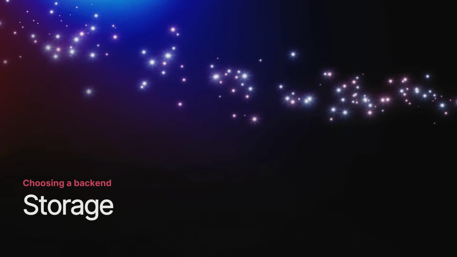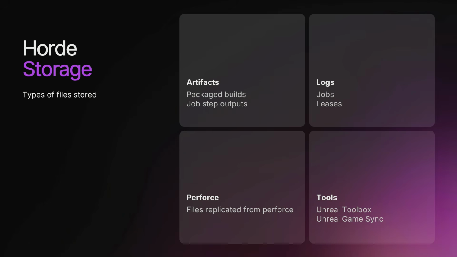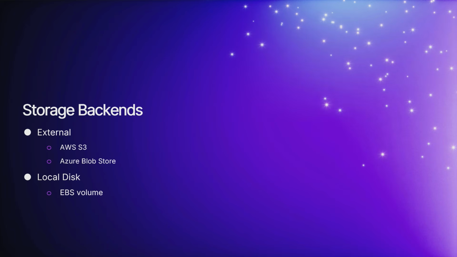So now we have a Horde server, we need to choose a storage backend for it. Horde is going to generate a few different files that we will need to store. This can be things like build artifacts, like your package builds, or logs from the jobs we're running. And Horde supports multiple storage backends for this. It can be an external cloud-based solution like Amazon's S3 or Azure's Blob Store, but we also have the option for using the local storage of our EC2 instance, which in this case will be an EBS volume we've allocated to it.